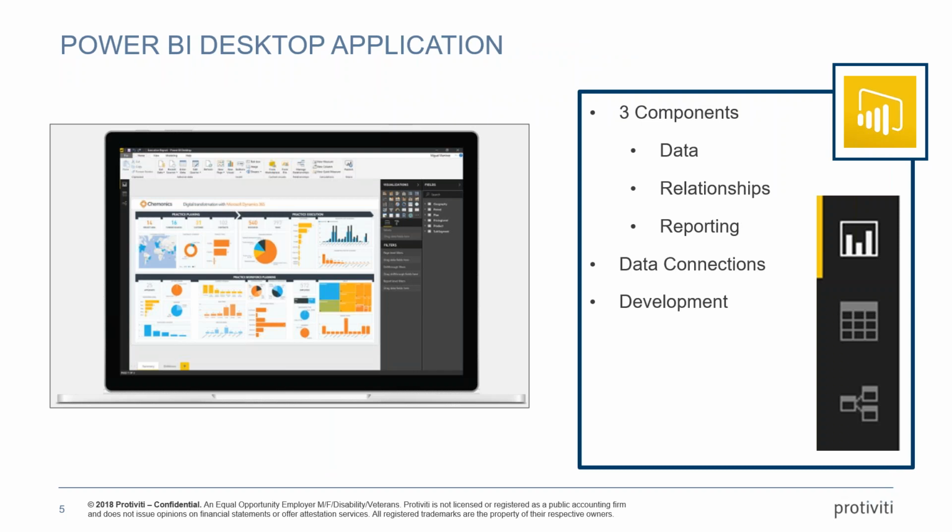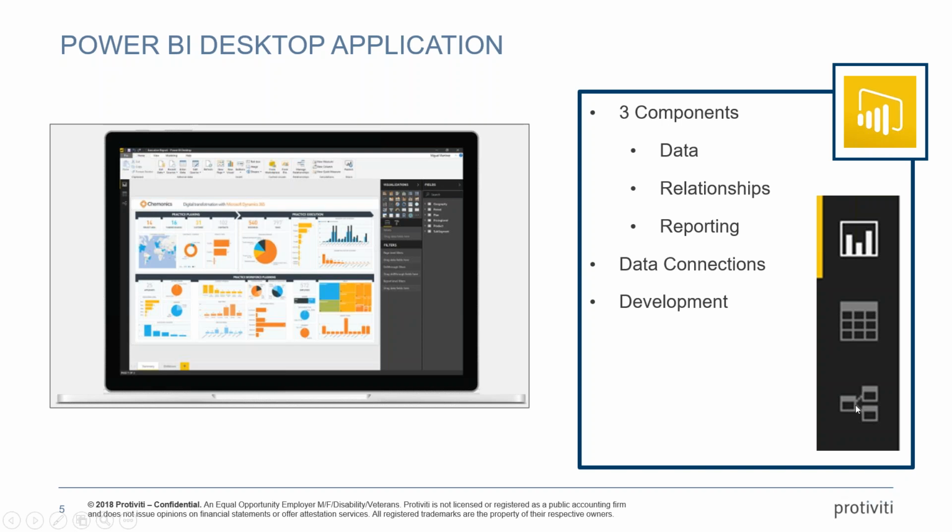Let's talk a little bit about the Power BI desktop application. It's made up of three main components. This middle one here is the data pane. This is where you are defining your query and doing the data extraction. This is also where you can add calculated columns and measures.